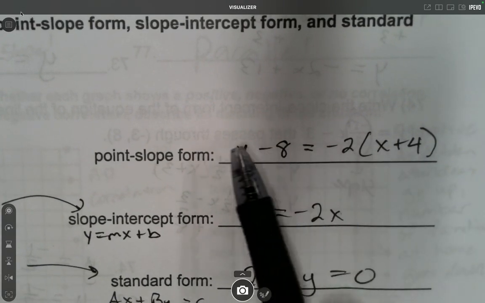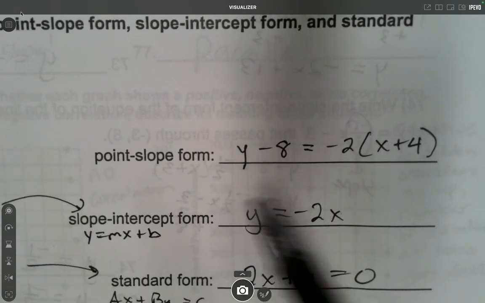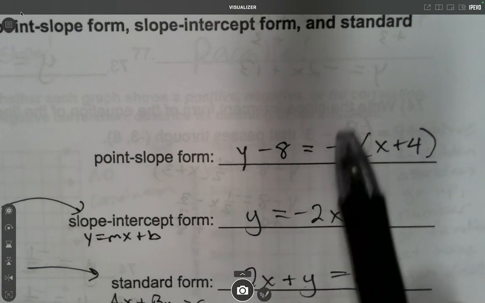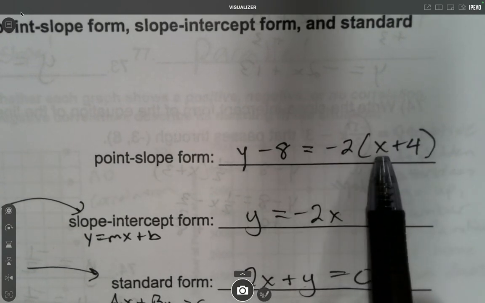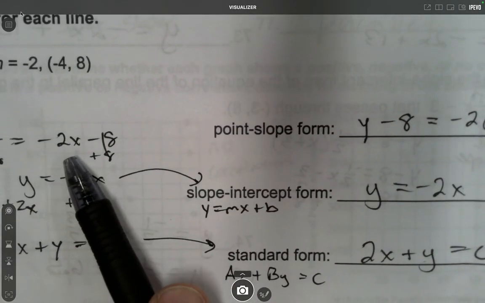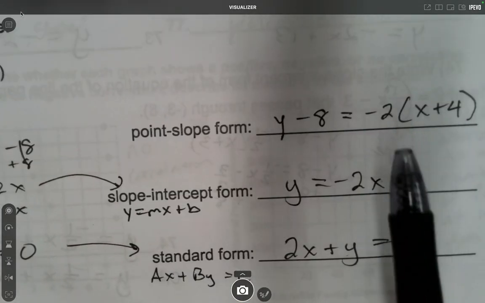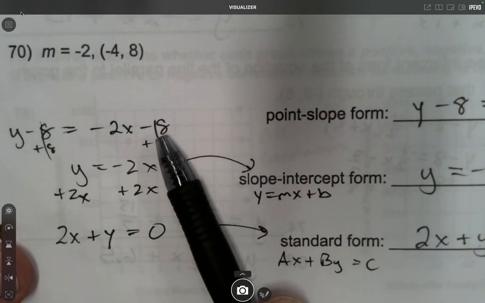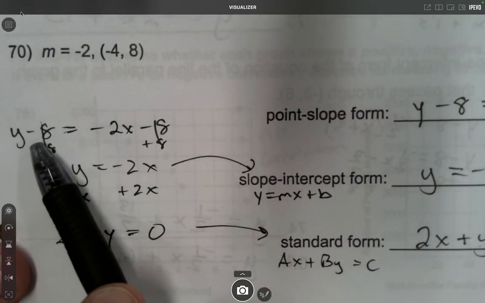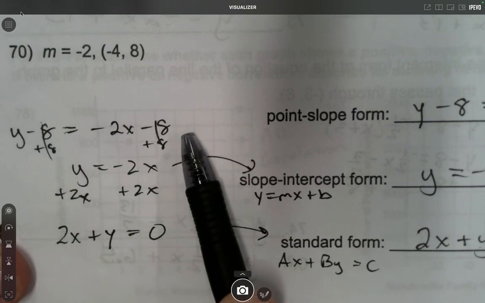Now, to work from the point slope form to the slope intercept form, we've done that on the past few problems. So our first step is distribute the negative 2. Negative 2 times x, negative 2x. Negative 2 times positive 4 is negative 8. So the y minus 8 is still there, and we've distributed the negative 2.